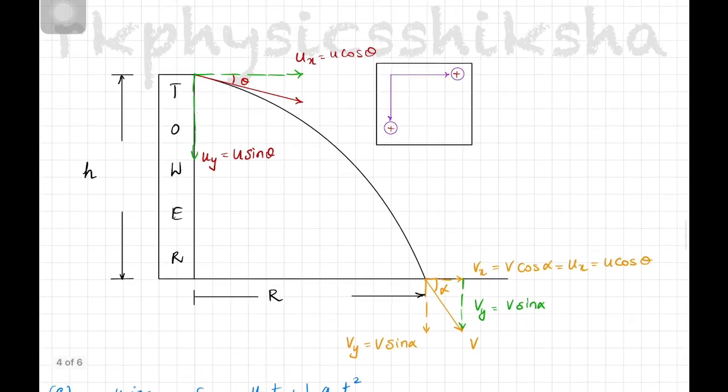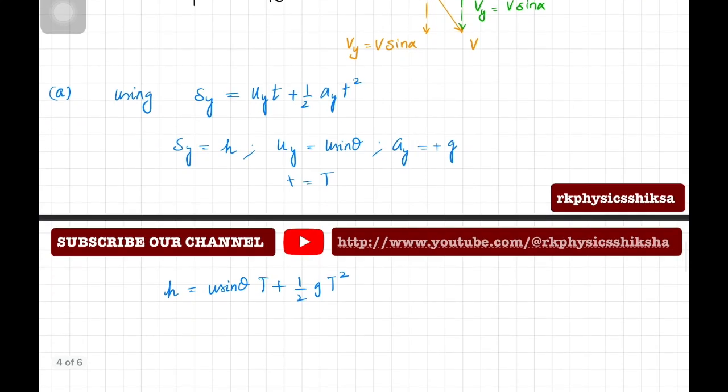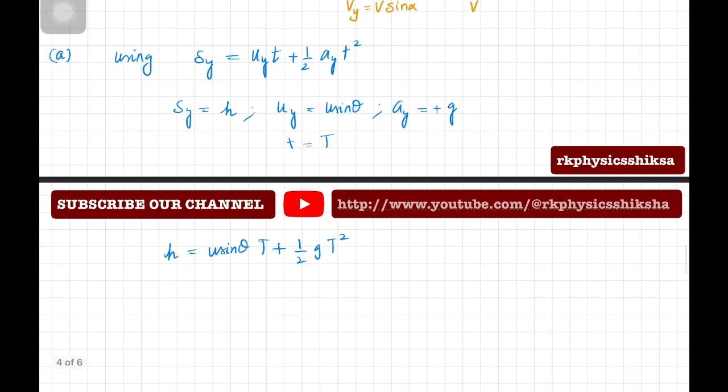You can write it in a simple way. You can just replace the height of the tower as h equals u sine theta into capital T plus half g T square. In most of the questions, the height of the tower will be provided, so no need to worry about it. The height of the tower is measured downward, so I took it positive anyway. Next, we are supposed to calculate the time. If you get the equation in this form, I can rewrite it as g T square plus 2u sine theta into capital T minus 2h equals 0.